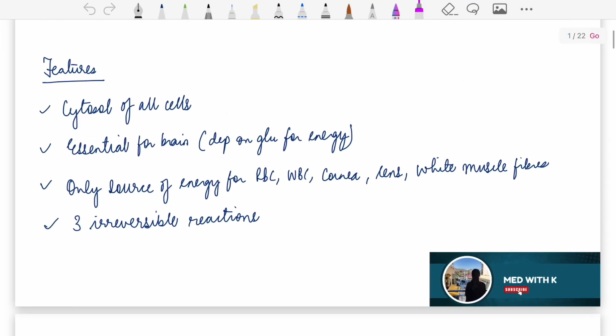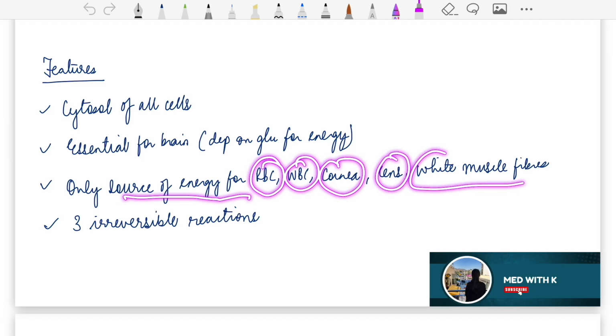The features of glycolysis. These are the salient features. It occurs in the cytosol of all the cells. Glycolysis is essential for the brain because the brain is highly dependent on glucose for energy. Then it is the only source of energy for WBC, RBC, cornea, lens, and white muscle fibers.